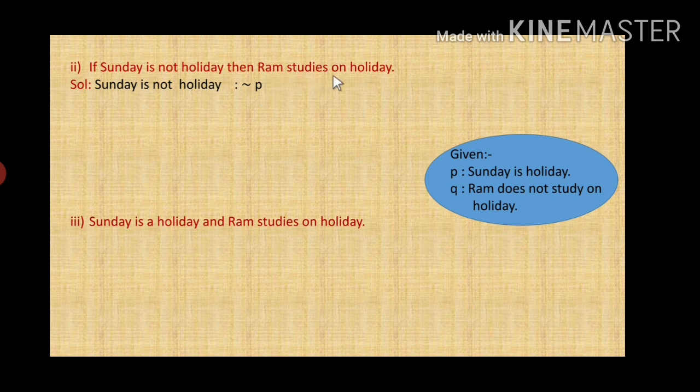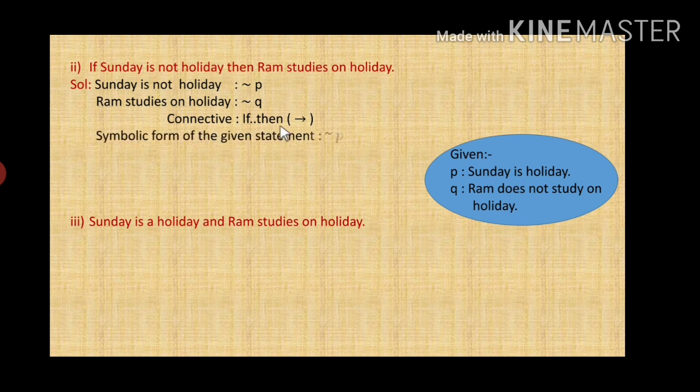Next one, Ram studies on holiday. What is Q? Ram does not study on holiday. That means again this Ram studies on holiday is a negation of Q. Correct? What is the connective used? If then. What is the sign for if then? Like this, the arrow. So the symbolic form of the given statement will be negation P implies negation Q.